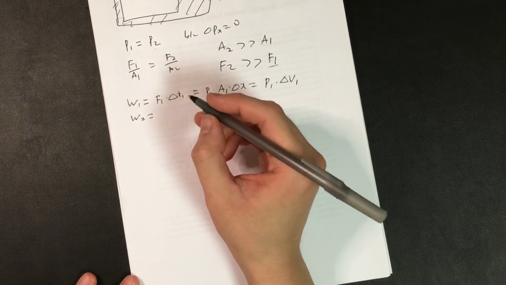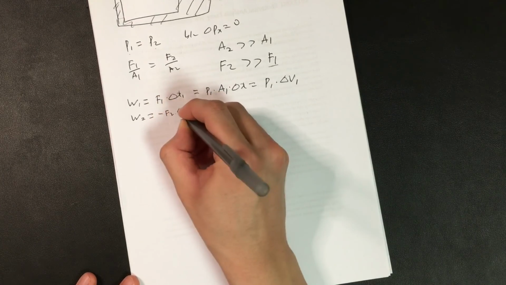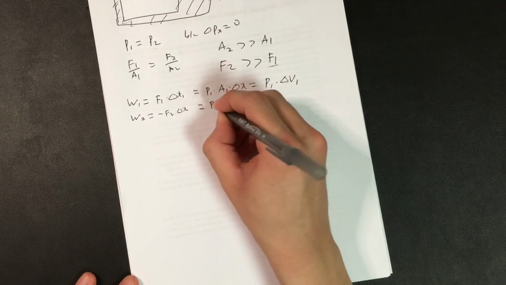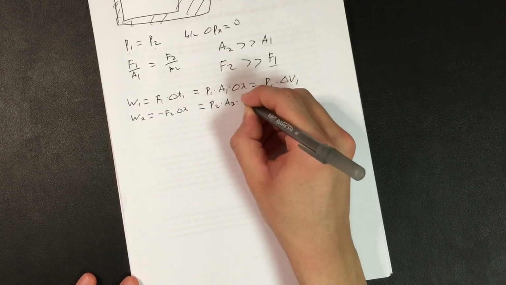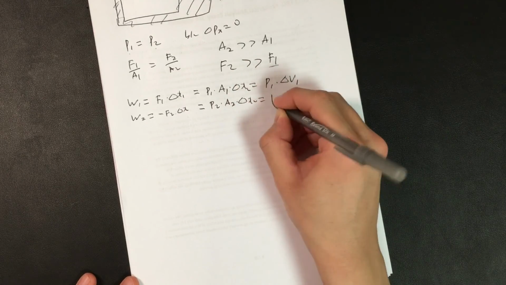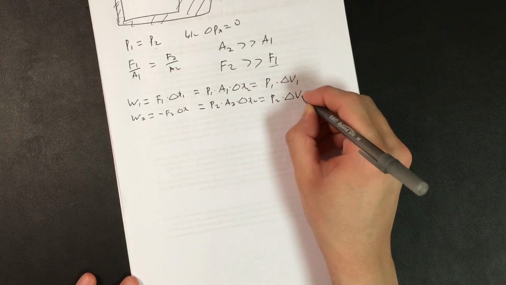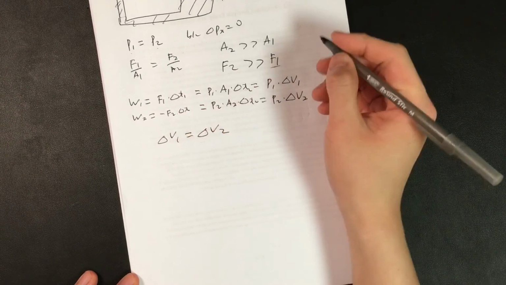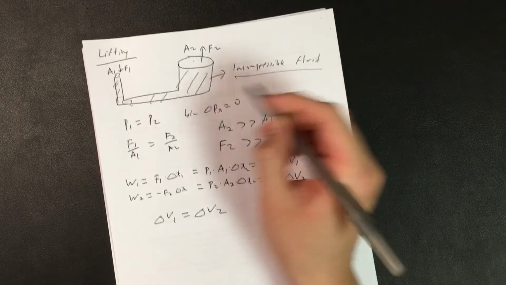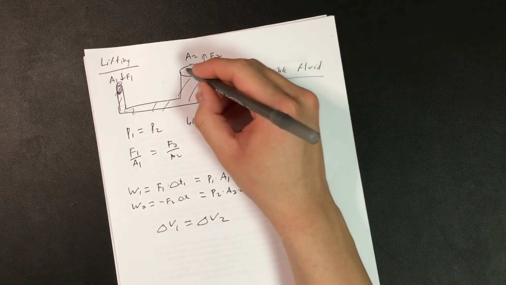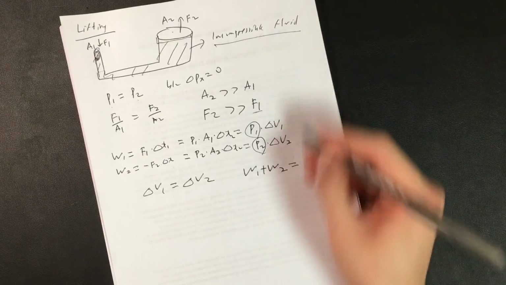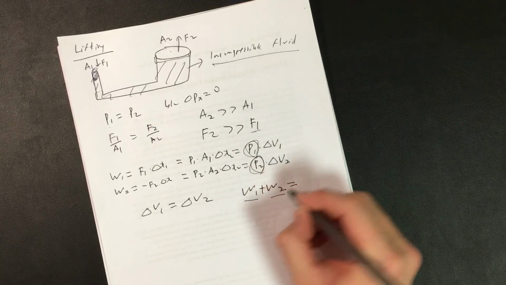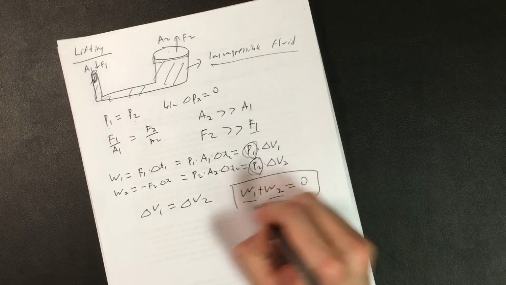Work done by force 2 equals negative F2 times delta x2 because this point received work, and this equals pressure at point 2 times area at point 2 times delta x2, which equals pressure at point 2 times change in volume at point 2. But change in V1 must equal change in V2 because this fluid is an incompressible fluid. Therefore, change in volume at this point must equal change in volume at that point. Now, because the pressure at point 1 equals the pressure at point 2, the work done by force 1 cancels out the work done by force 2. Therefore, energy is conserved.